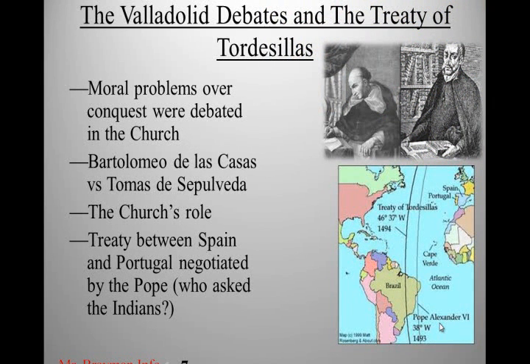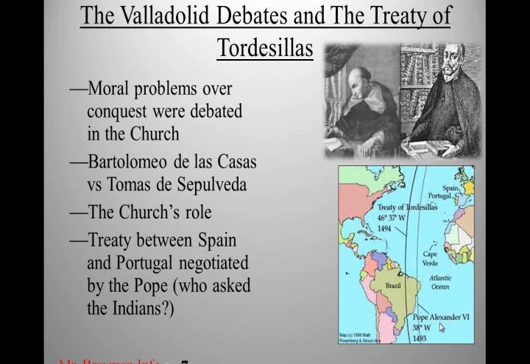And so, one of the early conflicts in Spain itself was the so-called Valladolid debates and the Treaty of Tordesillas. As Spain and Portugal gained power and control in Mesoamerica and South America and the Caribbean, people back home in Spain and Portugal began to become concerned that what their men over there on the other side of the world were doing was not Christian, not human. And this kind of led to some moral problems over the conquest, and these were debated by the church.